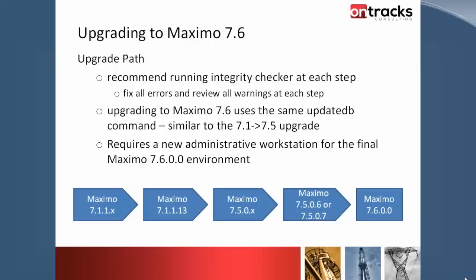Upgrading to Maximo 7.6 is very similar to the 7.1 to 7.5 upgrade. It uses the update DB process. The big difference is you want to create a new administrative workstation for the final Maximo 7.6 environment. So there's the upgrade path. If you're on 7.1, we're going to bring you up to 7.1.1.13, then bring you up to 7.5.06 or 7.5.07, and from there you can finally get to 7.6.